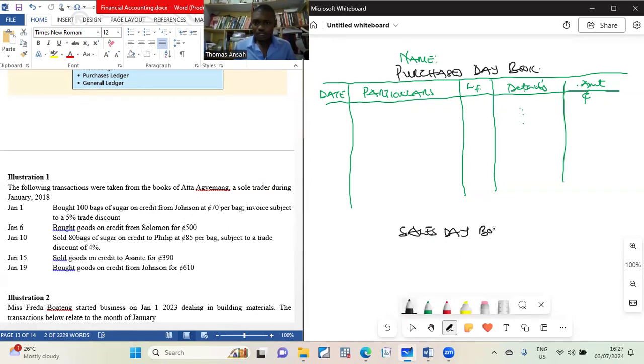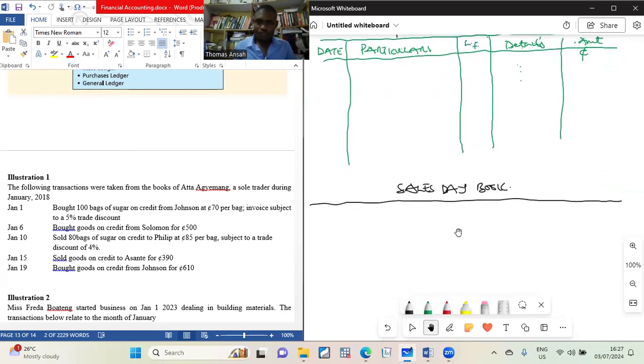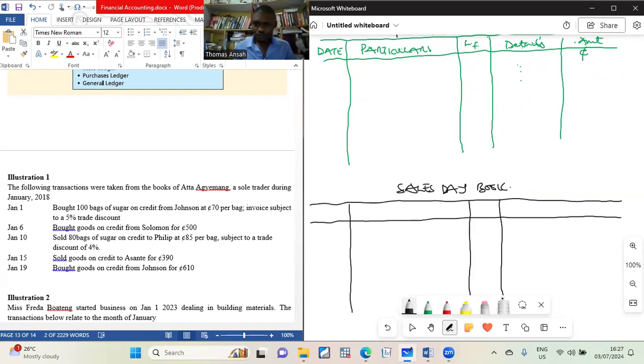You see, the word is day book, which means that every day you must record something. Every day. So what happens every day? Like the way when you enter some shops, the person has some notebook there and you'll be recording anything that happens during the day. So that is what we are talking about. So dates, particulars, or details, whichever one that you put.